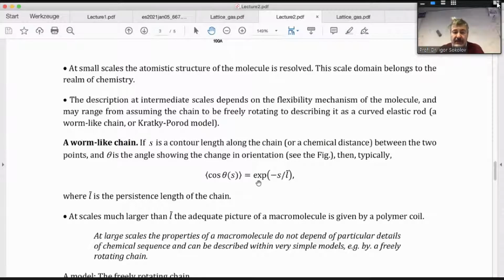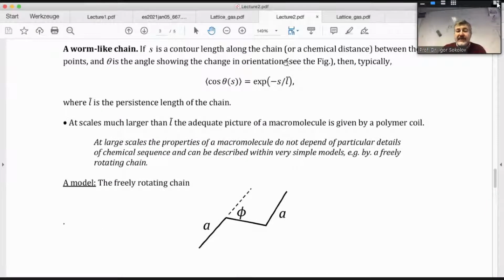And again, one can assume, one can show, one can check that it decays exponentially, and this L is the property of the chain. So the bulkier the chain, the more charged the chain is, the larger this L. Now, at scales which are much larger than L, this exponential is practically 0. And again, the chain behaves as practically freely rotating.